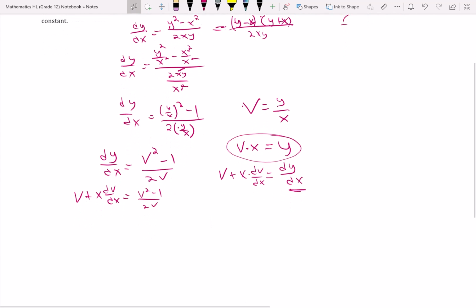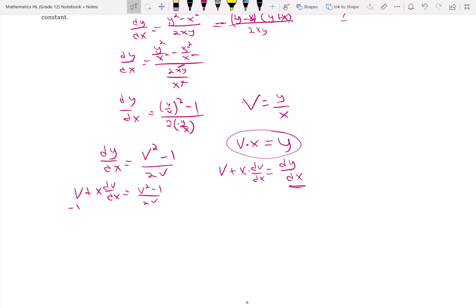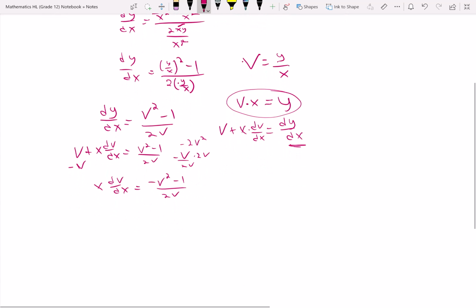And I get this. We can try subtracting v on both sides. We get x dv dx equals, if I subtract v, I need a common denominator, so I'm going to multiply top and bottom by 2v. This would be negative 2v squared. So now I have negative v squared minus 1 over 2v. Remember, whatever variable is in the numerator, that's the variable that's going to need to be on this side. So I need all my v's over here.